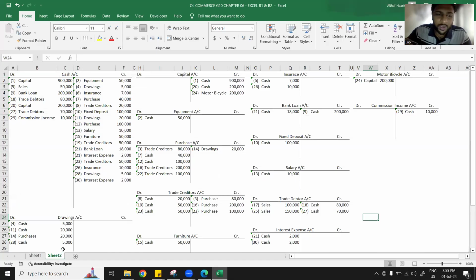Now, we are going to do a small mathematical work, people. Everyone take a pencil. In the cash account, tell me the total of debit side.